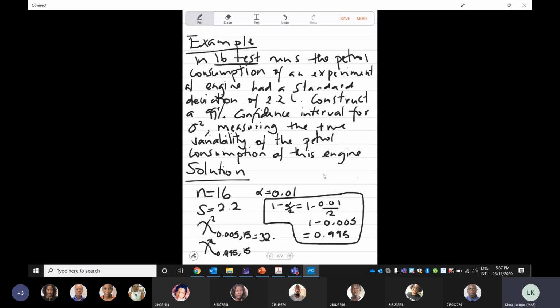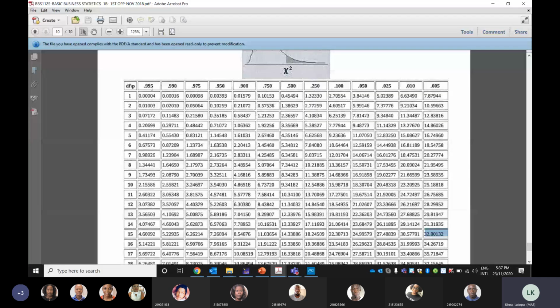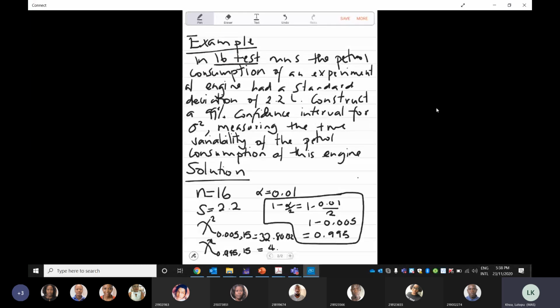Okay, then we do the same thing for this value over here, 0.995, 15. So we go to our chi-square. So 0.995 is over here. The degrees of freedom are 15. So this is the value that we're looking for. Then we write that down. This is 4.60092.